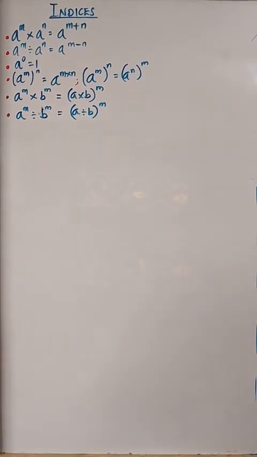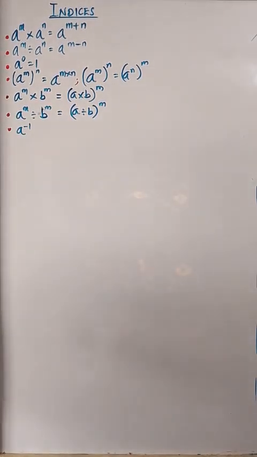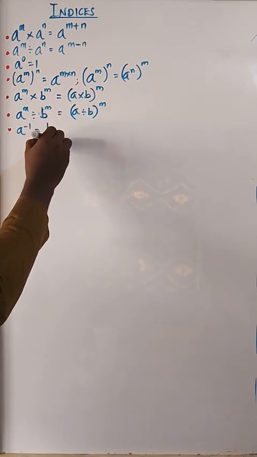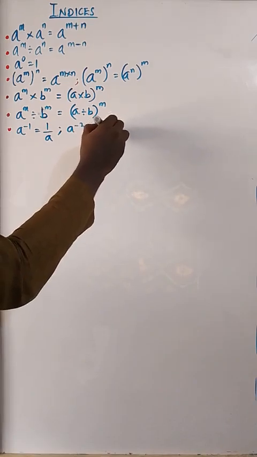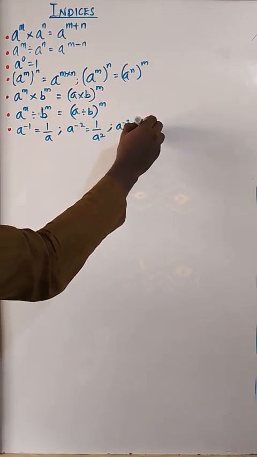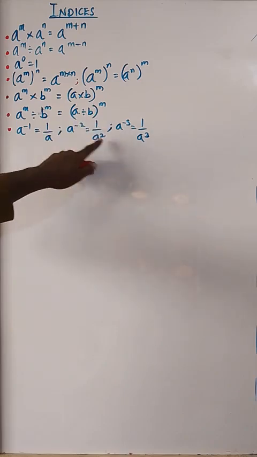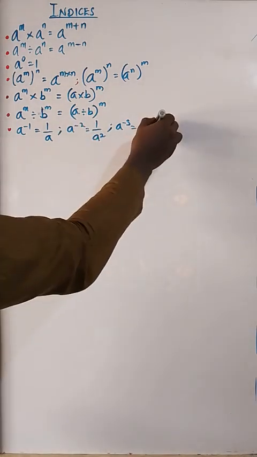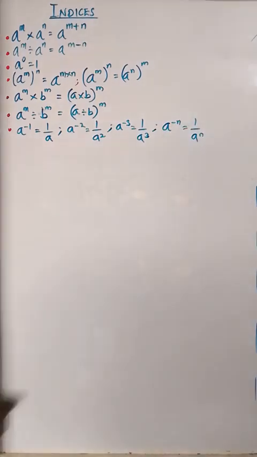Now let's move to reciprocals. Suppose I have a raised to power minus 1. In indices, a raised to power minus 1 is the same thing as 1 over a. If I have a raised to power minus 2, the answer is 1 over a squared. If I have a raised to power minus 3, the answer is 1 over a cubed. It is as though when you take the negative out, you do a reciprocal. Remove the minus, you do 1 over. So we can generalize and say a raised to power minus n equals 1 over a raised to power n.